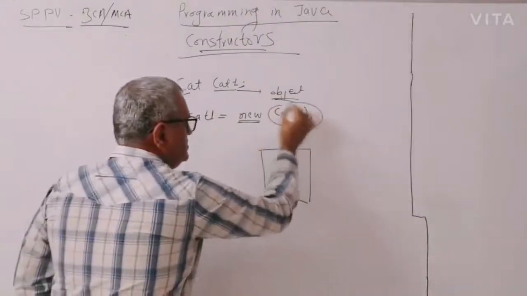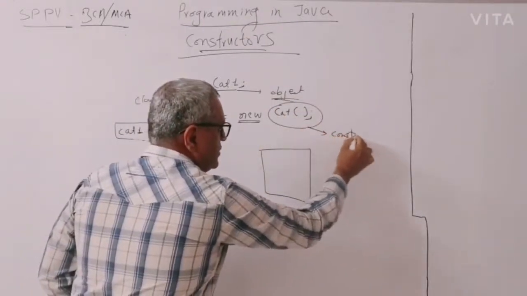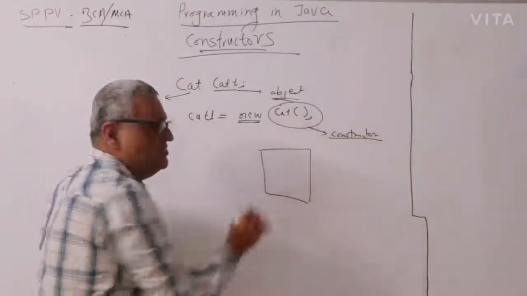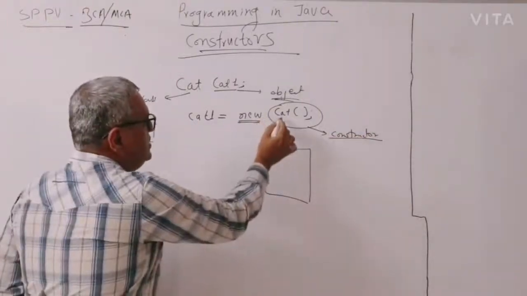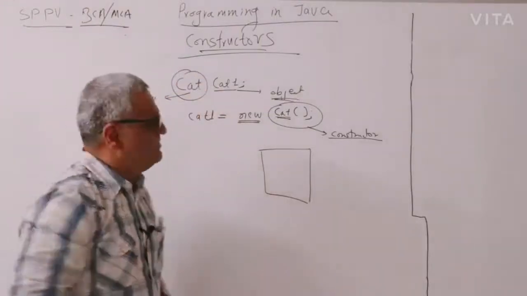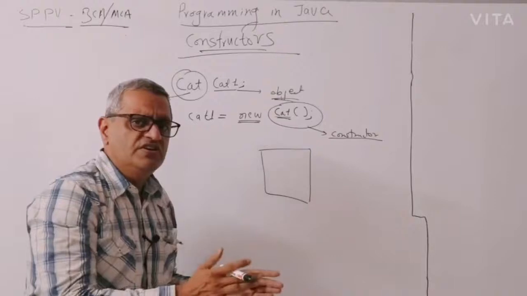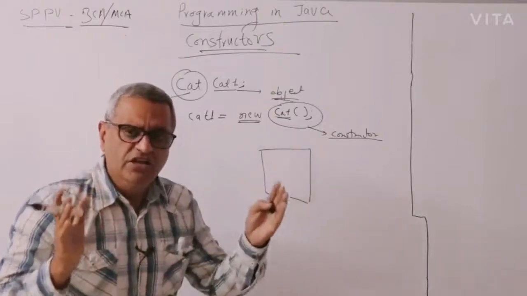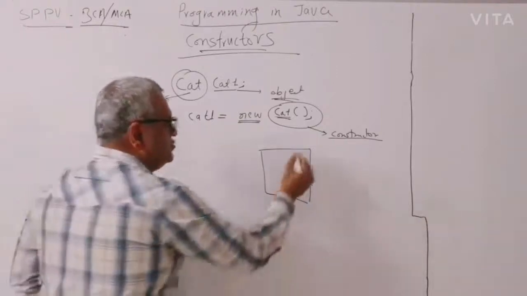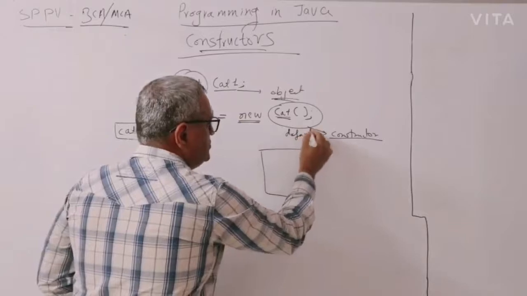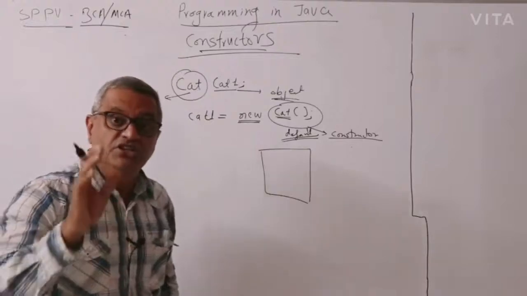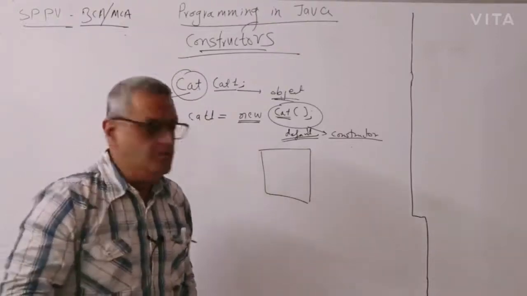And this is called a constructor. If you notice, a constructor is a special method, and this method has the same name as that of the class. Now if this constructor is not declared in the class, then the compiler puts in a default constructor. And what does this constructor do? It initializes all the instance variables.